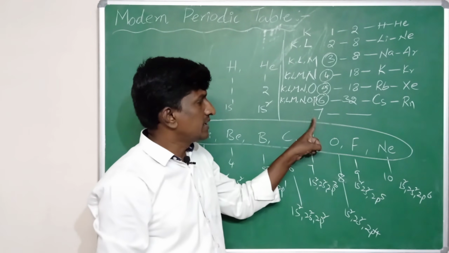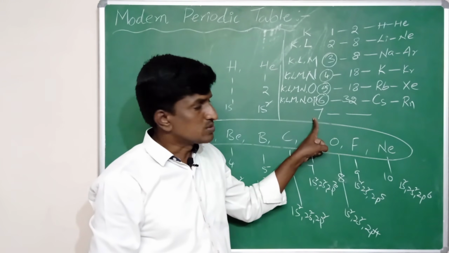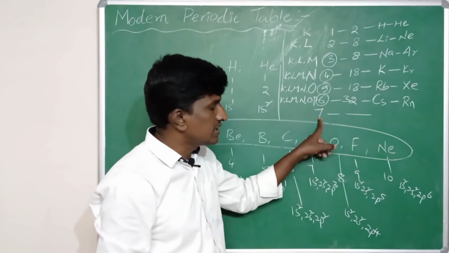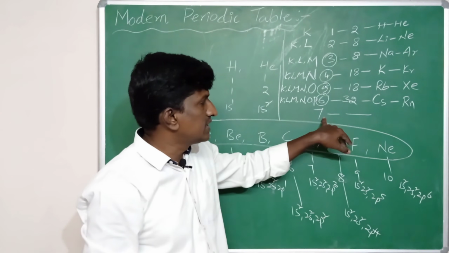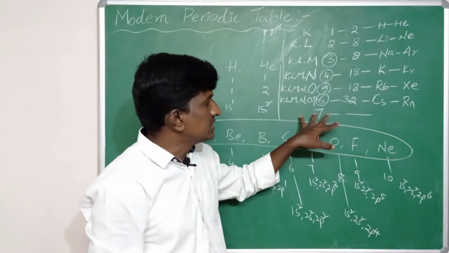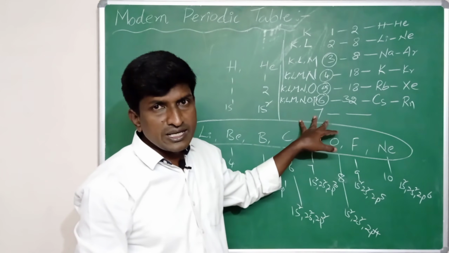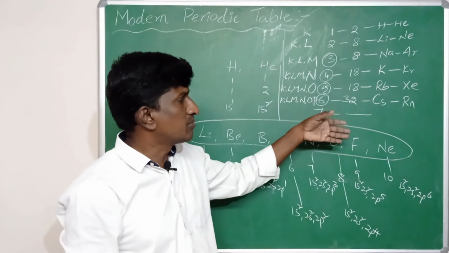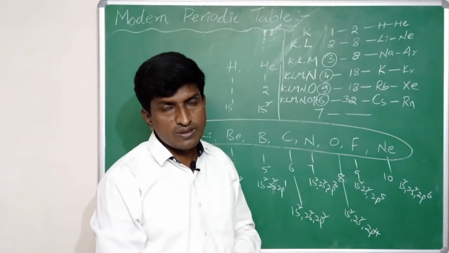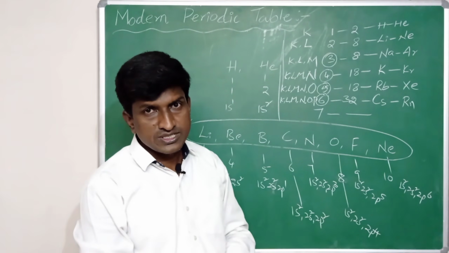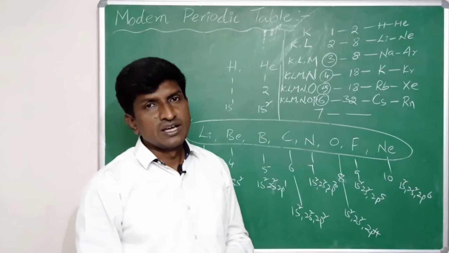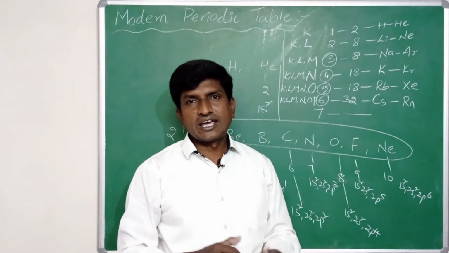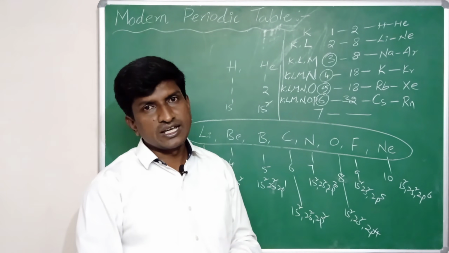The seventh period is incomplete. The outermost shell is the seventh shell. 7 shells are there in the elements present in the seventh period, but this seventh period is incomplete because some elements are not yet discovered. The d block elements are said to be transition elements, and the f block elements are inner transition elements.